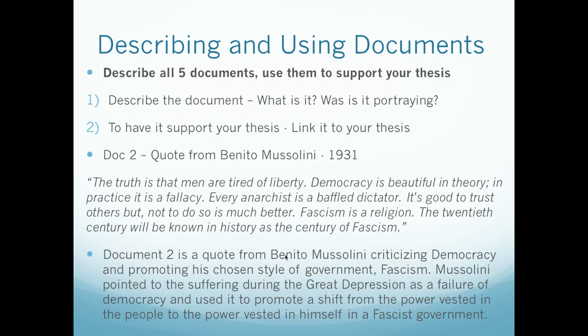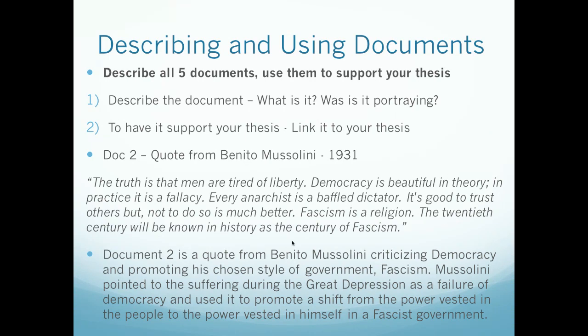Okay, how do you describe and use documents? I am telling you guys to describe and use all 5 documents. You're only given 5. That's easier than the 7 that you're given on most DBQs. It is my belief that we should attempt to describe and use all 5 documents. If you make a mistake on one, you can still get all 3 evidence points in this category. We should go for it. It only takes 1 sentence to describe a document. It only takes 1 sentence to use a document. This isn't something that's incredibly time consuming, so we should go for it.